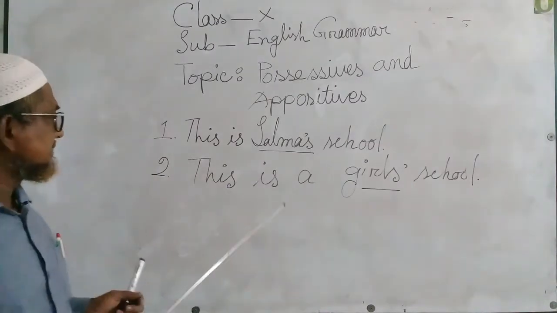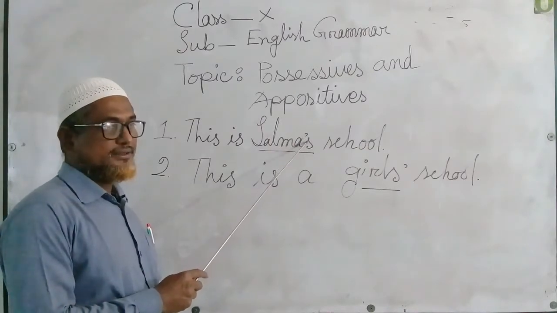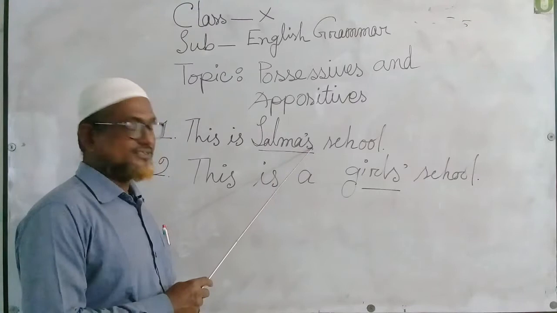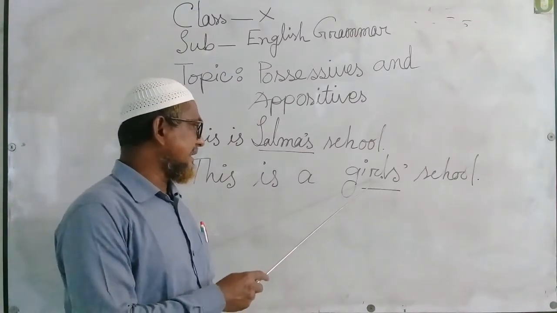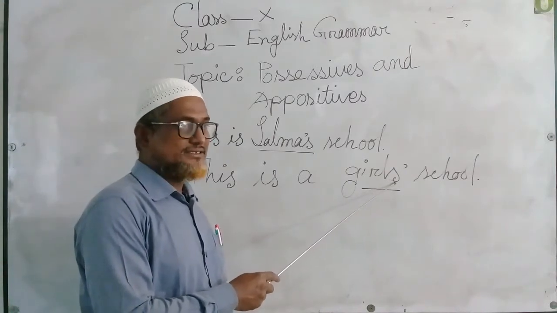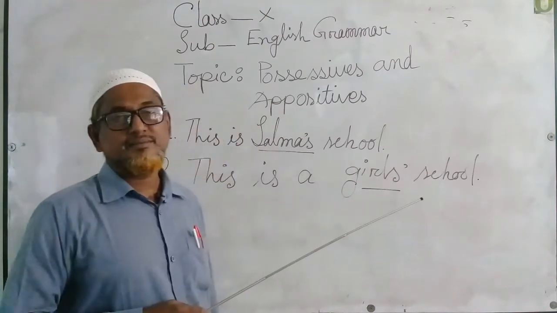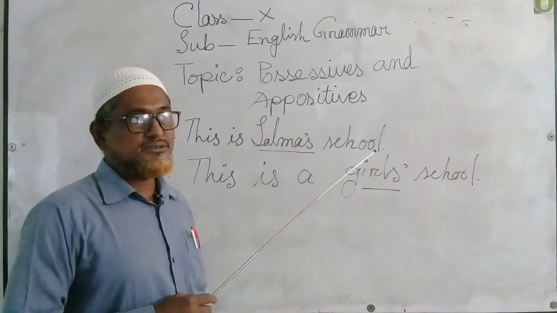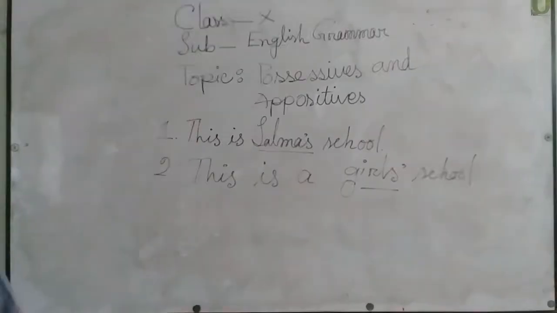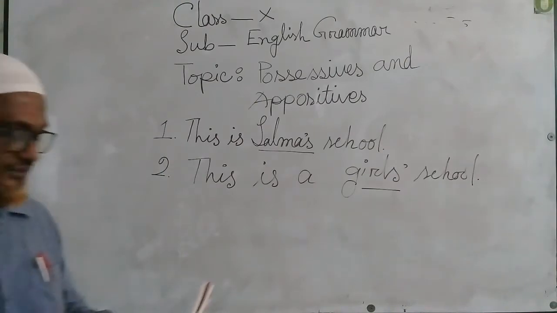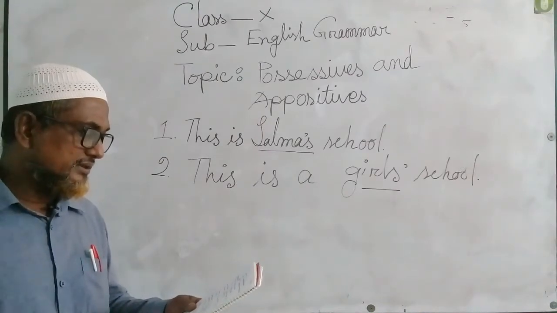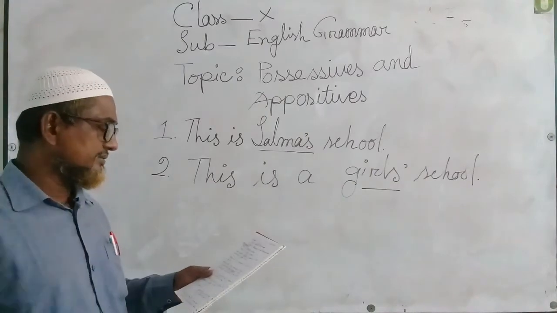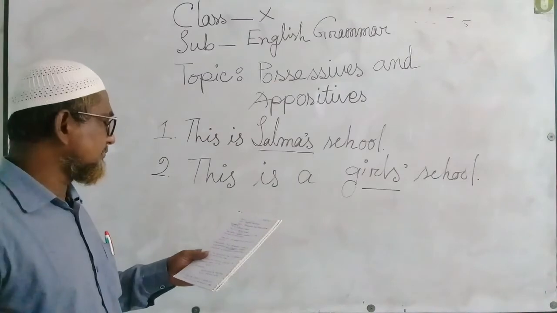Notice that in Salma's, I used here an apostrophe, and after the apostrophe there is a letter S. In girls, after the letter S, I used an apostrophe. Why do we use this apostrophe? So students, now I am discussing this in detail. These are all possessive forms of nouns.